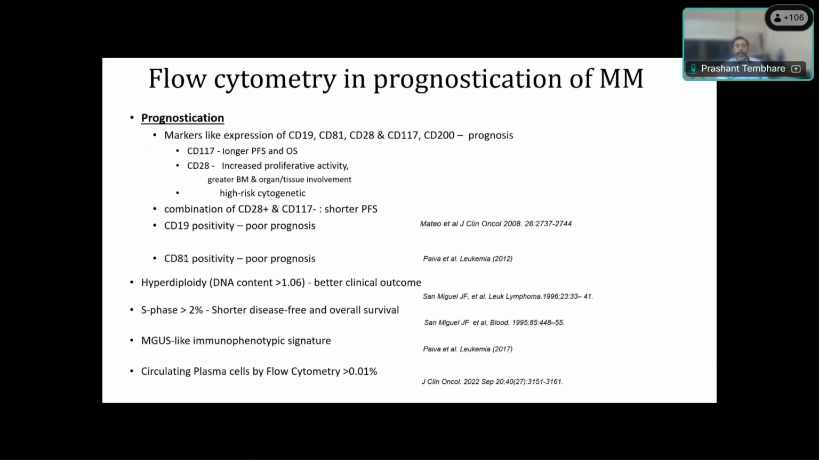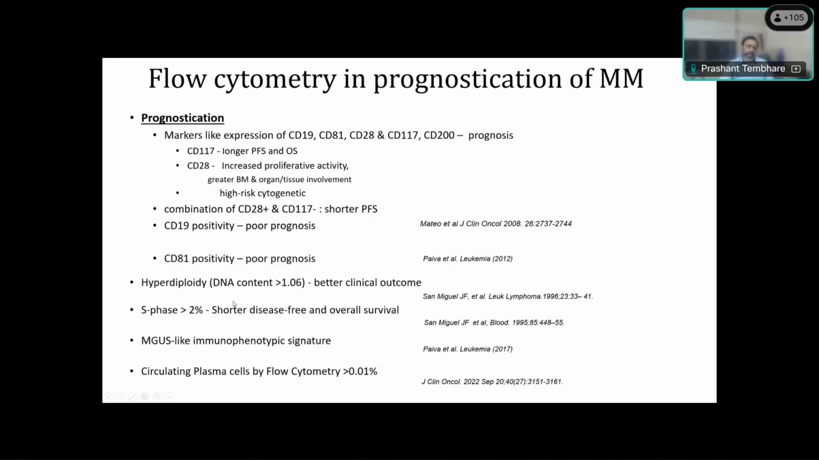Now, other parameters of prognostication also include flow cytometric data, where expression of CD117 indicates good prognosis. Expression of CD28 indicates poor prognosis. So the combination of CD117 negative and CD28 positive also indicates poor risk. Again, CD19 is usually negative, but approximately 2 to 3% of multiple myeloma patients can have CD19 expression, which also indicates poor prognosis. The same way CD81 expression also indicates poor prognosis.